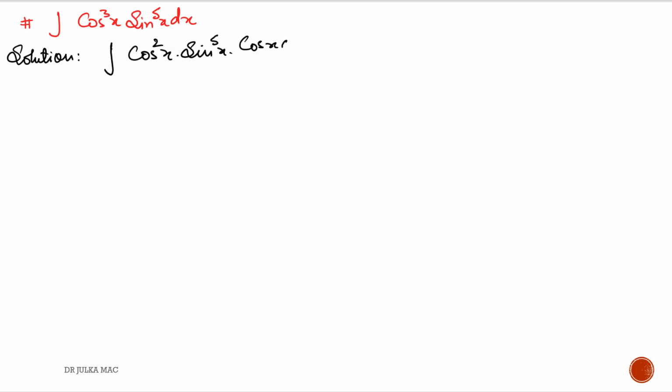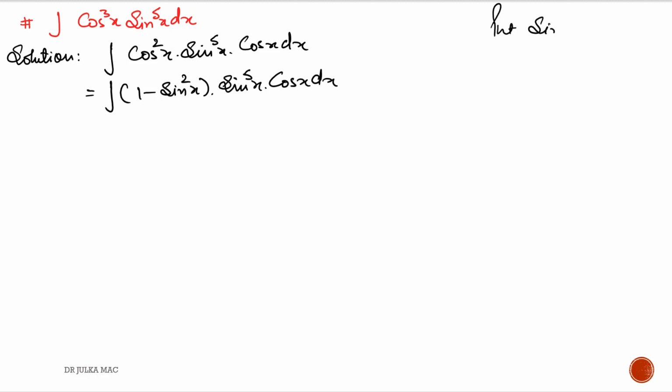Next question. We have cos cube x into sin raised to the power 5 x. Both powers are odd, but we'll break only the small odd power. So we'll say it is cos square x into sin raised to the power 5 x into cos x. So break only cos cube x. Now cos square x is replaced by 1 minus sin square x. Put sin x equals t. When we differentiate with respect to x both sides, we have cos x equals dt by dx, so cos x dx equals dt.